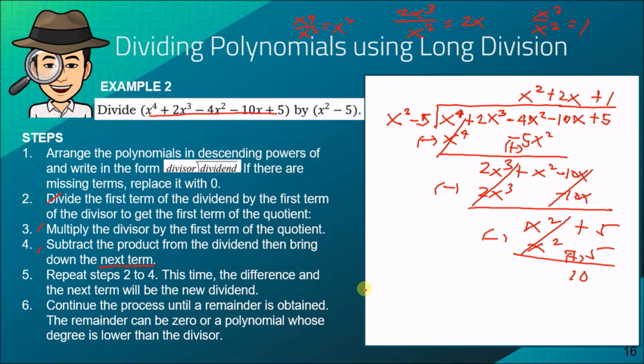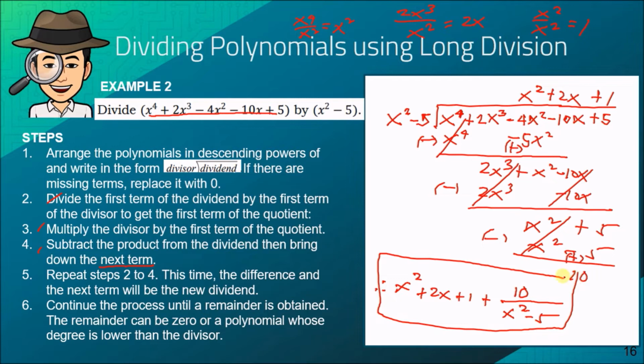Kung isusulat natin yung sagot, therefore, our final answer, after dividing this, is isulat mo yung quotient, which is x squared plus 2x plus 1, plus, i-write mo muna yung ating remainder over the original divisor, which is x squared minus 5. So our final answer is this.